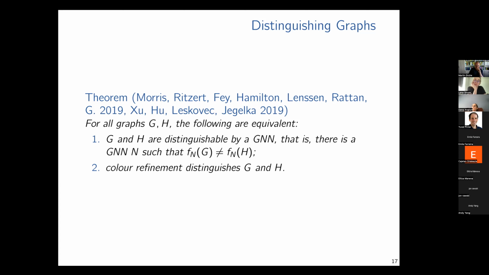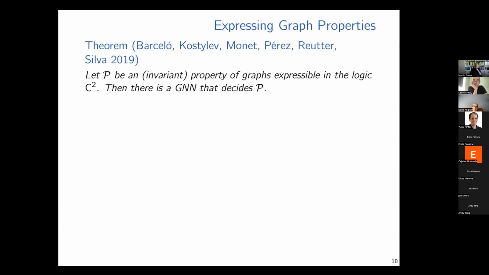But we're usually not so much interested in distinguishing graphs, but in computing functions on graphs. So let's look at that. There's a first very nice result by Barcelo et al. They say, let's say we have a property of graphs that is expressible in this two-variable counting logic that we've already seen before. Then this property can be decided by a graph neural network.